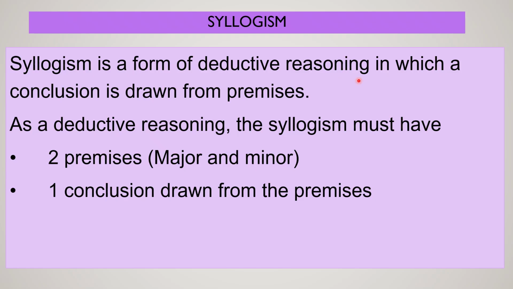Therefore, as a deductive reasoning, all deductive arguments must have two premises, that is a major premise and a minor premise, and we are going to discuss them and what they mean, and the one conclusion that is drawn from the premises. So in case you are asked a question on what is syllogism, it's just a form of deductive reasoning in which a conclusion is drawn from the premises.